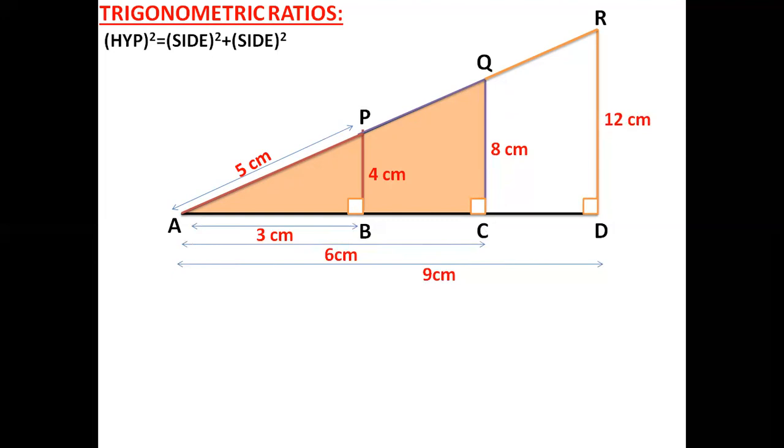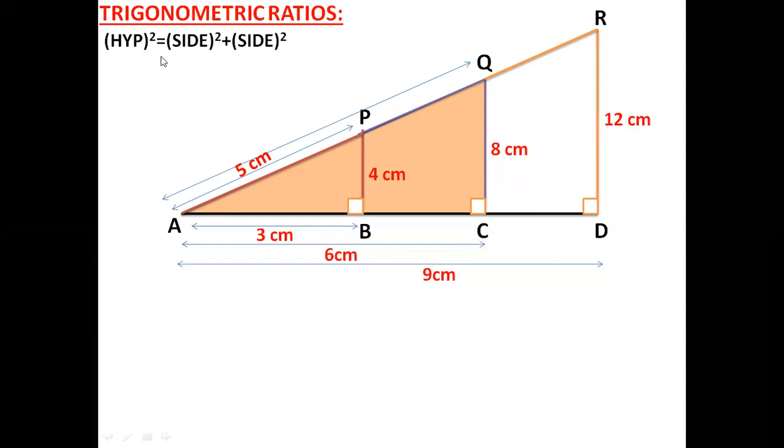AC length is 6 centimeters. Now you have to find the length of AQ. Here in right angle triangle ACQ, AQ is called the hypotenuse, which is opposite to the right angle. Again, by applying the Pythagoras rule, you can find the length of AQ. Here, what is the hypotenuse? AQ.